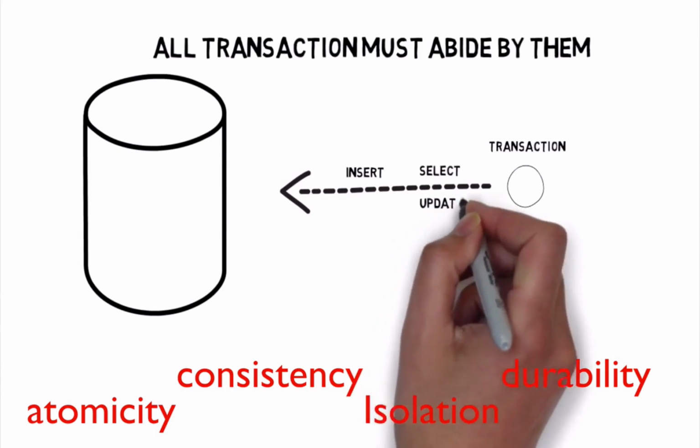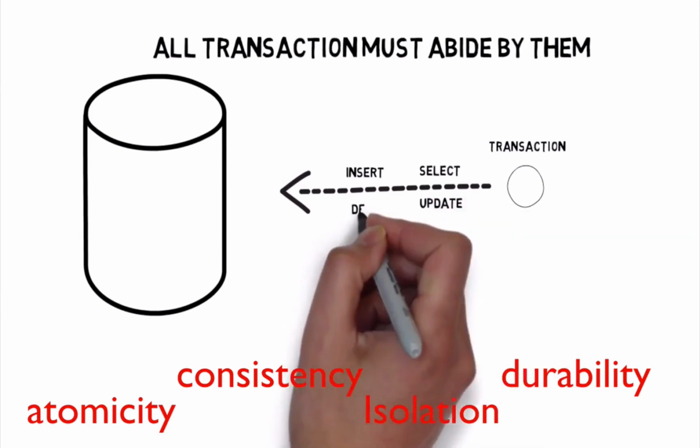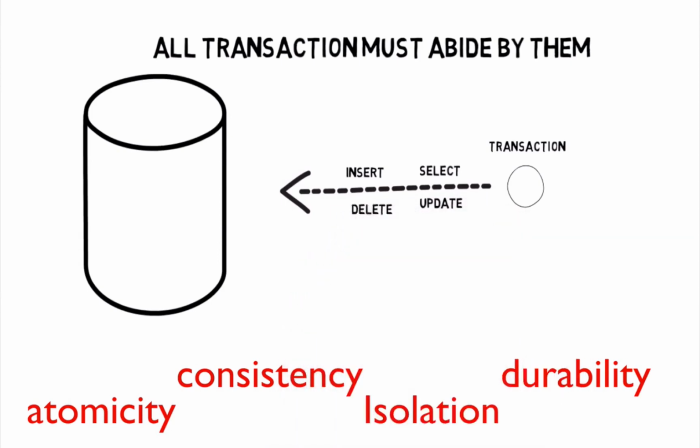What's isolation? Multiple transactions occurring at the same time cannot impact each other's execution. What about durability? Durability ensures that a transaction committed to the database will not be lost.